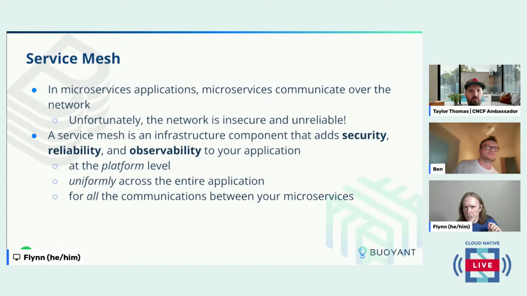The service mesh itself is dealing with the fact that microservices applications involve microservices communicating over the network all the time, but the network is fundamentally insecure and unreliable, and also hard to see what's going on. So service meshes are infrastructure components that add security and reliability and observability to your application at the platform level, uniformly across the entire application, ideally without requiring you to change your application. And they watch all of the communications between all of your microservices. So they help a lot with the trust part.